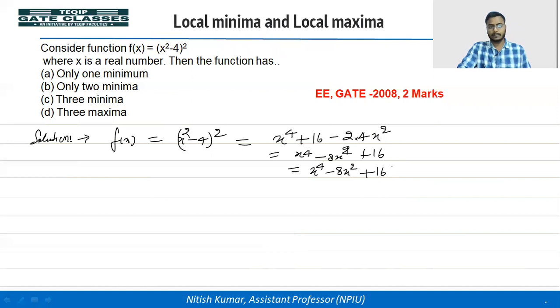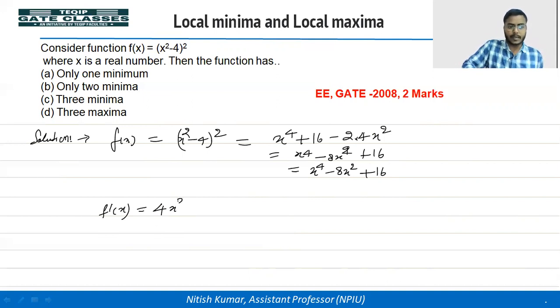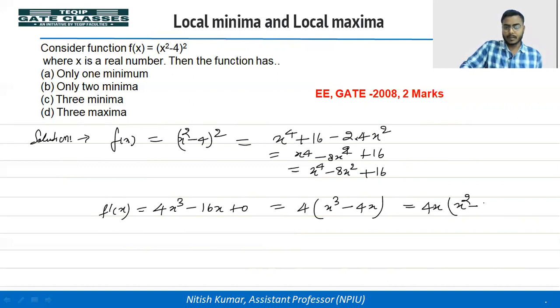Right, so differentiate the function f(x) with respect to x. What you will get? 4x³ − 16x + 0. So we can take 4 common. What we are getting? x³ − 4x. We can take the x common also, so 4x(x² − 1). Right. So what we are getting here? First, the stationary points we are getting here: x = 0, x = −1, 1.